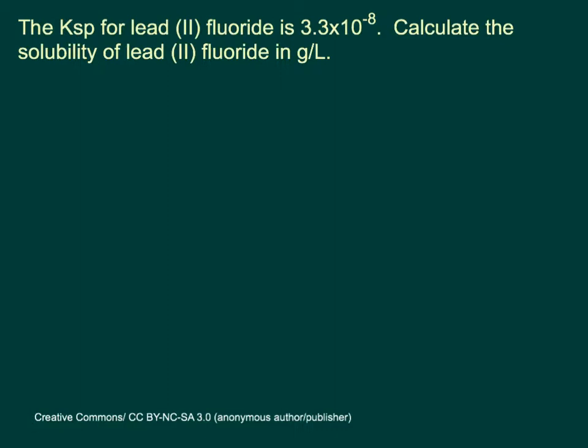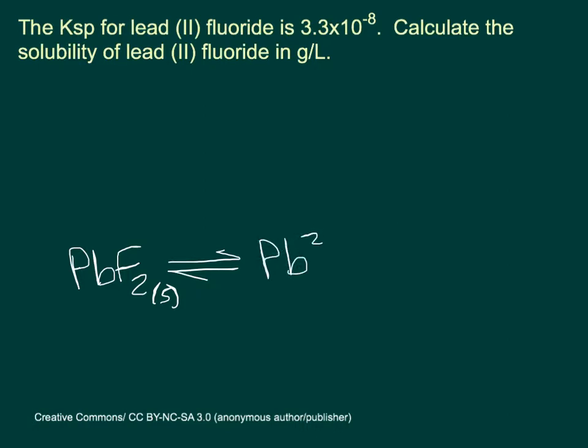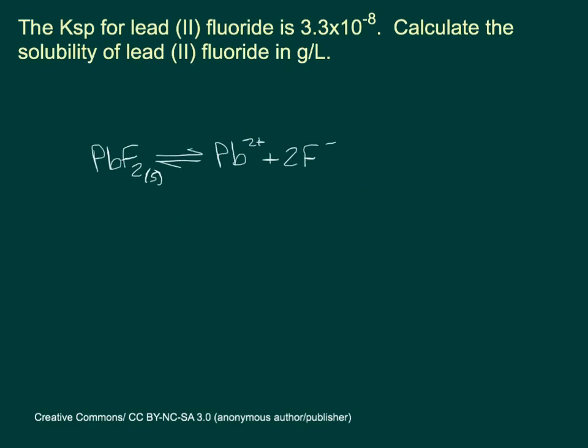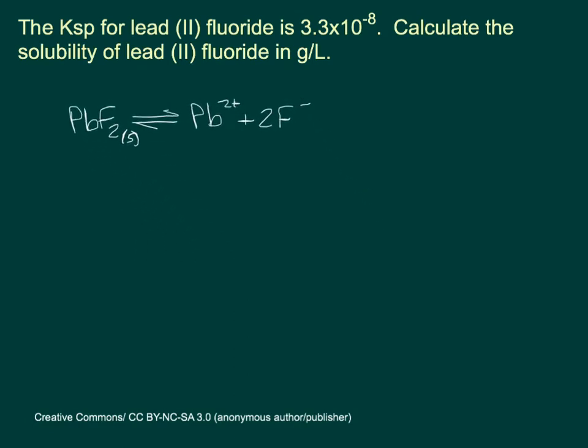So remember, lead-2 means Pb2+, and fluoride has a charge of 1-, so we're dealing with PbF2. Okay, and therefore we need to also figure out what's going to happen in solution, because if this is a solid we put into solution, some of it will break into ions, so we'll make Pb2+ and 2F-. Okay, there's our reaction.